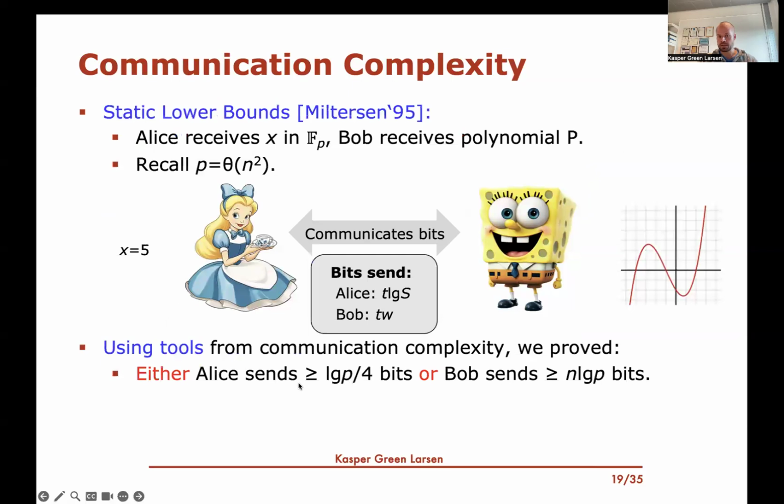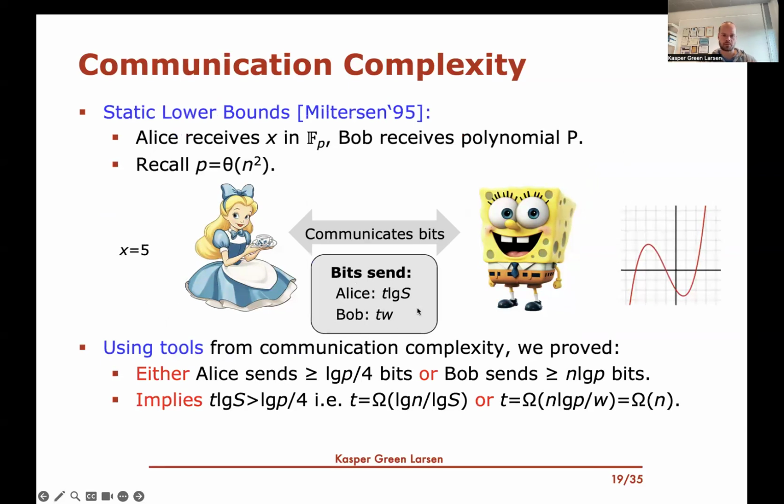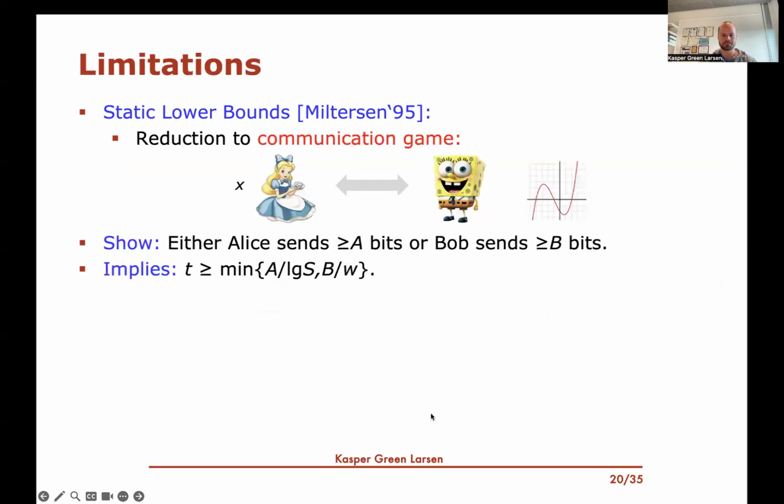So this is the lower bound that we actually derived, right? We assume that if Alice sends less than this number of bits, then Bob has to send at least this many bits. It means that one of these two has to be the case. We insert this with the communication that we got from the data structure protocol. So we get that either T log S is at least log P over 4, or TW is at least N log P. And if we solve these two, the weakest of the two lower bounds is that T is at least log N over log S. Right. So this was Middleton's technique to turn it into a communication game.